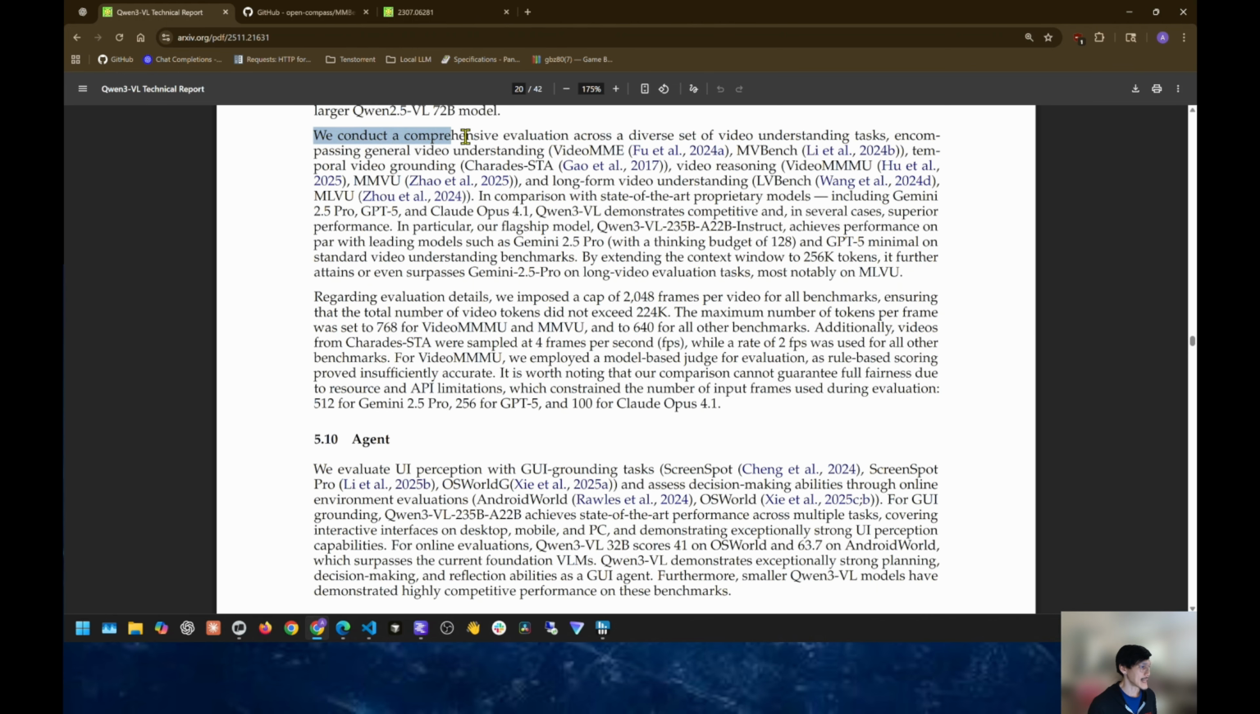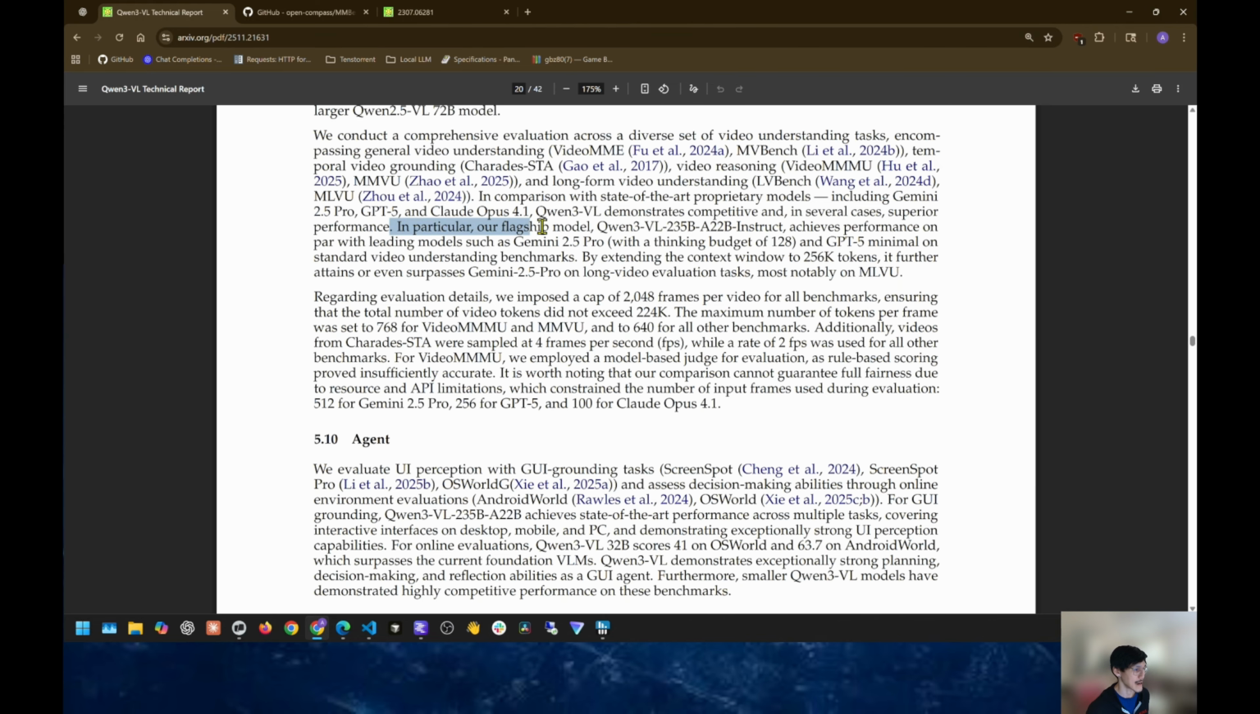We conduct a comprehensive evaluation across a diverse set of video understanding tasks, encompassing general video understanding with Video-MME and VBench, temporal video grounding with Charades-STA, video reasoning with VideoMMMU and MMVU, and long-form video understanding with LVBench and MLVU. In comparison with state-of-the-art proprietary models, including Gemini 2.5 Pro, GPT-5, and Claude Opus 4.1, Qwen3-VL demonstrates competitive and, in several cases, superior performance.